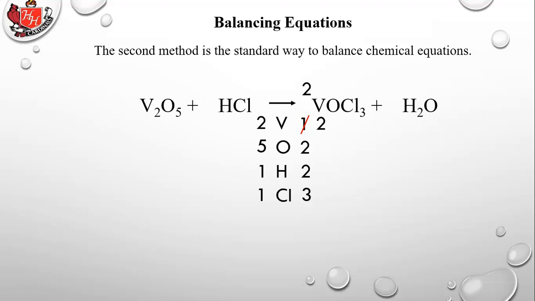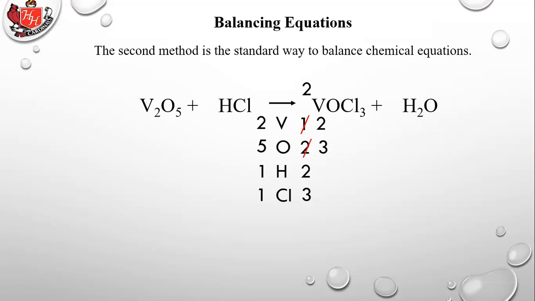But remember, that coefficient doesn't just affect the V. It affects the O, and it affects the Cl3 as well. So we now have, on the right side, 2 oxygens in the VOCl3, but we also have that one in the water. So we now have 3 oxygens on the right side of the arrow. Be sure you understand that. There's 2 in the VOCl3 because of that coefficient, and you still have the 1 over in the water molecule, so that's a total of 3 oxygen. So we cross out the 2 and we put a 3 there.